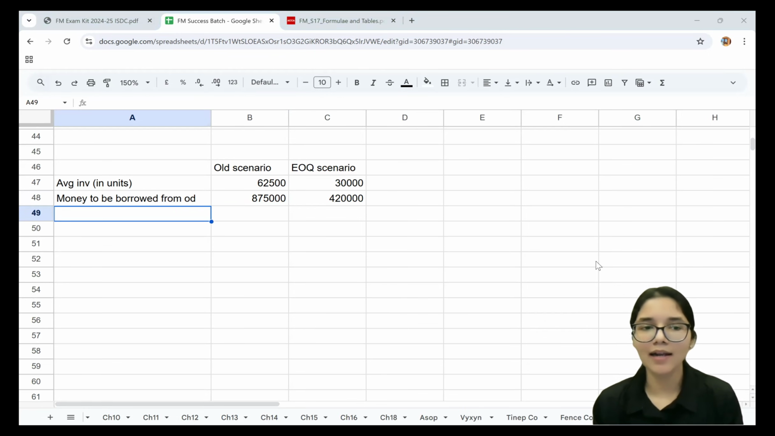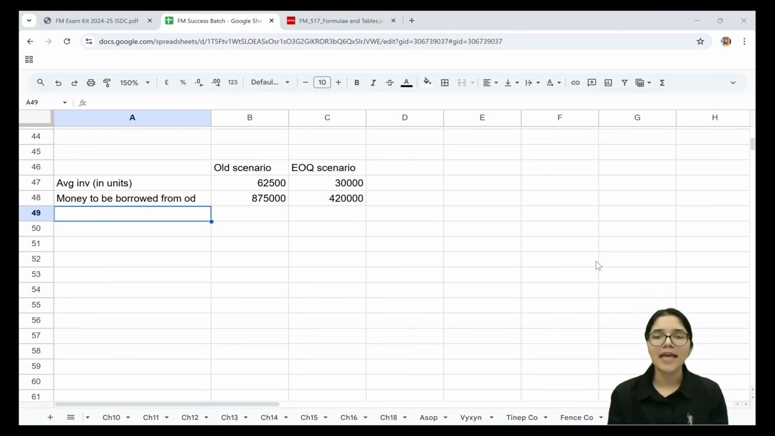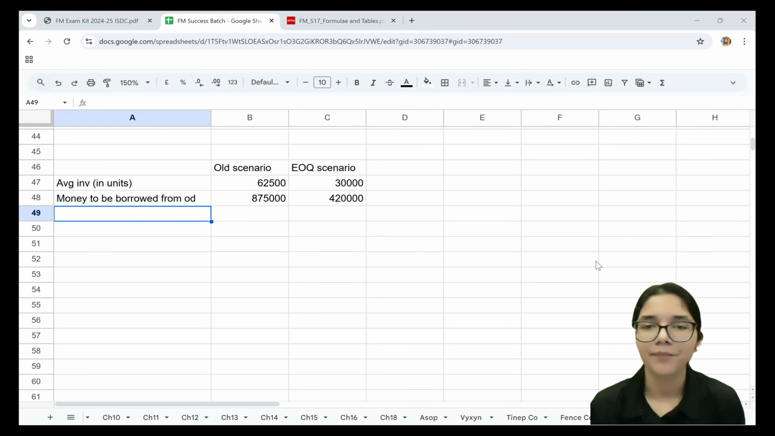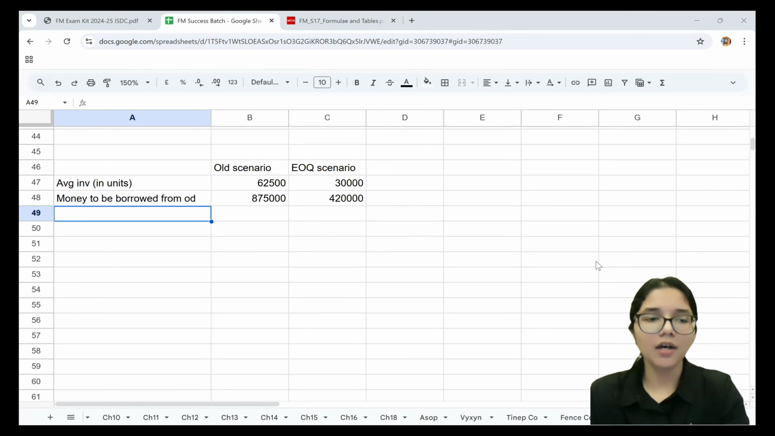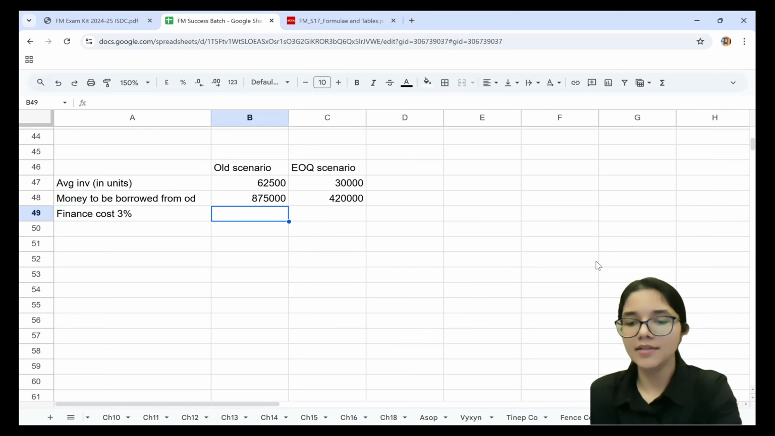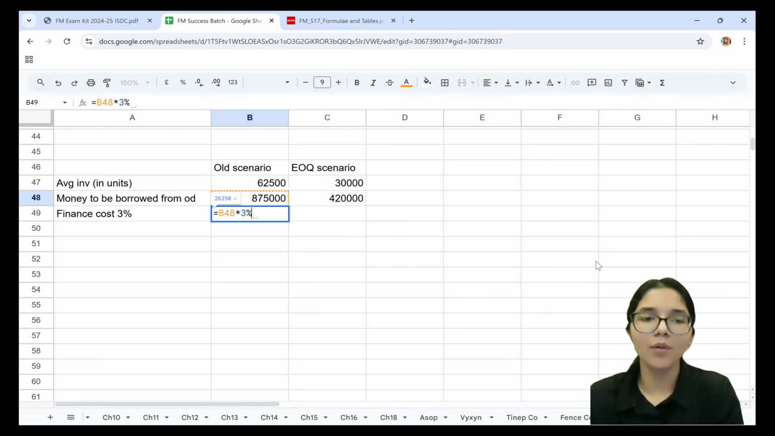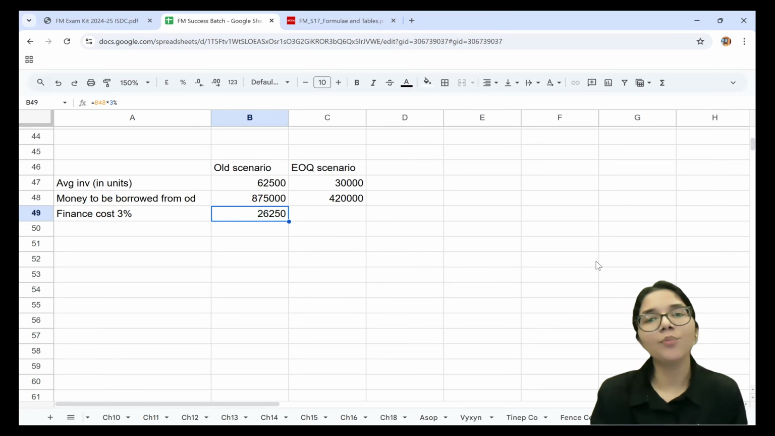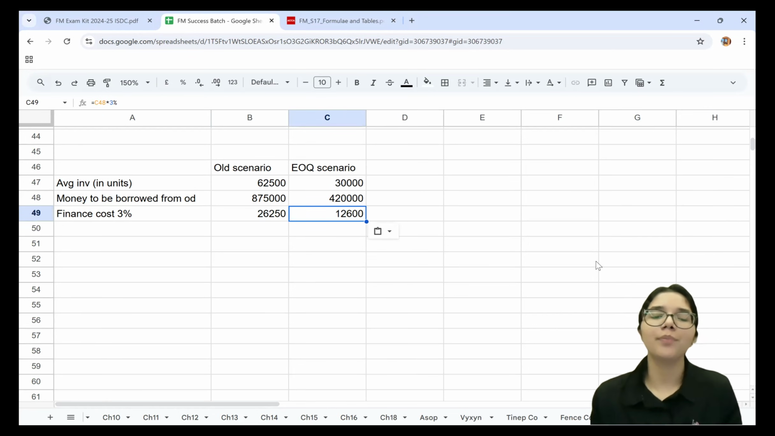Yes, this is the money that I'll have to borrow. Now, on the borrowing, do you have to bear any sort of interest? On the money that you borrow, do you have to bear any interest? Yes. How much is that interest? 3%. So it was 3% of the amount that you had borrowed. So earlier you had to pay interest worth $26,250. Now you have to pay interest worth $12,600.